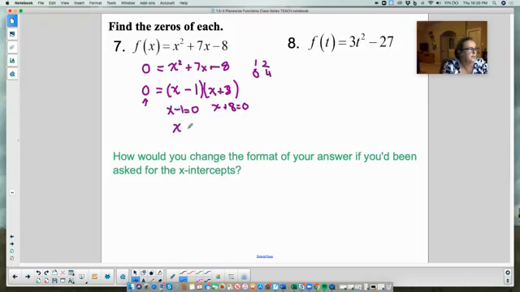So solve this, add 1 to both sides. That gives me x equals 1, and this one gives me x equals -8, and those are my zeros for this function. You want to check them.